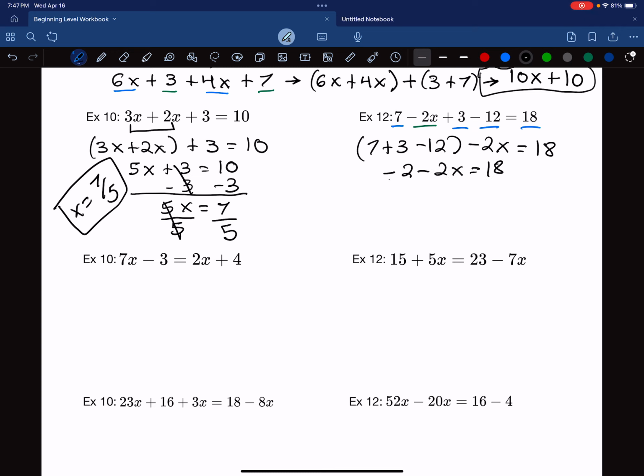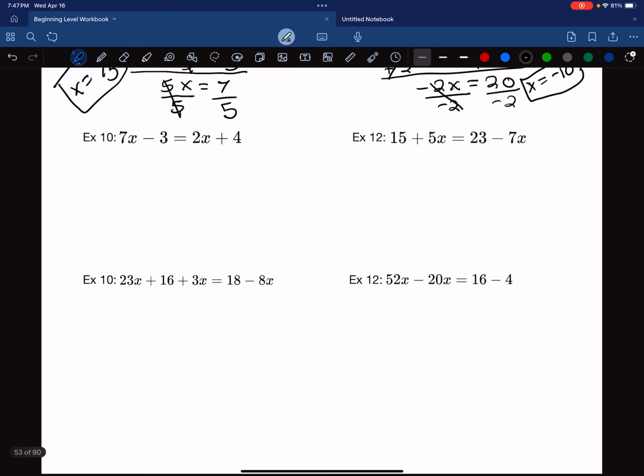And then solving like we would for x, we're going to add 2 to both sides. So these 2's cancel. We're left with a negative 2x, and then 18 plus 2 is 20. And then from here, we're going to divide by negative 2. So x equals negative 10.